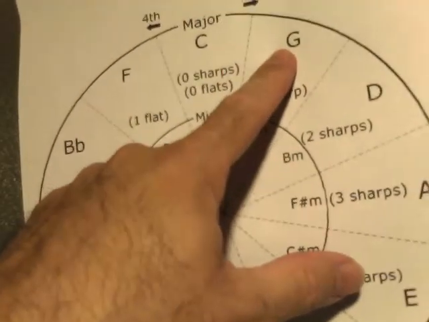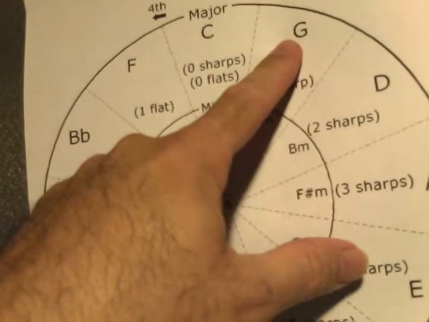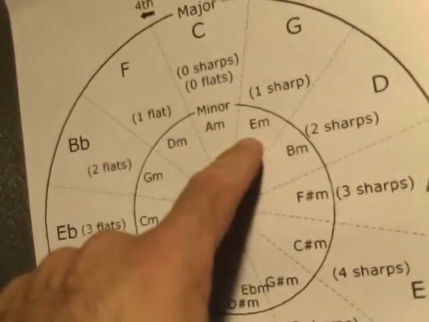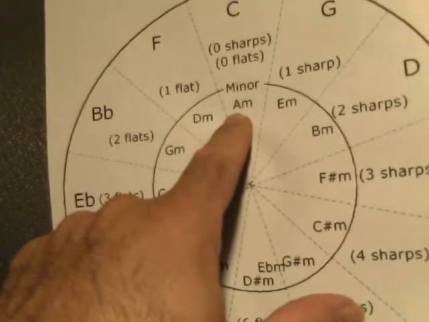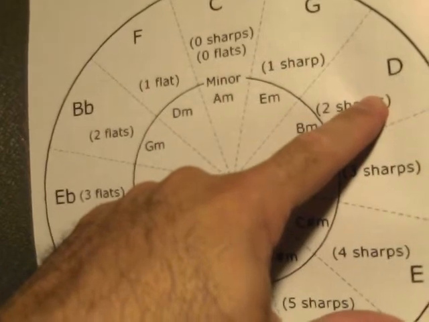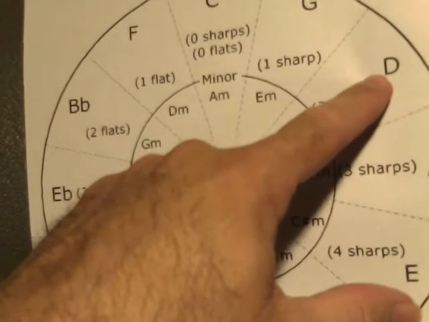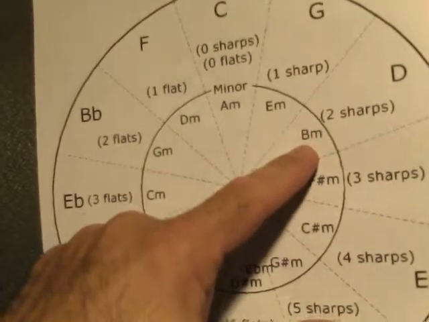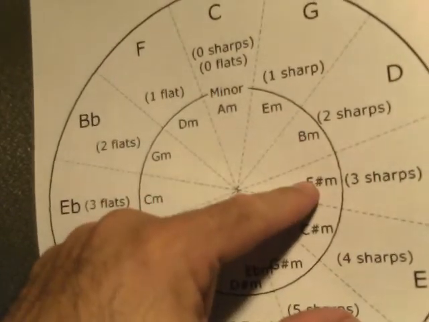Key of G, major chords in the key of G are going to be G, C, and D, and the minors are going to be E minor, A minor, and B minor. The key of D, let's go one on each side. Key of D, your majors are going to be G, A, and D. Minors are B minor, E minor, F sharp minor.